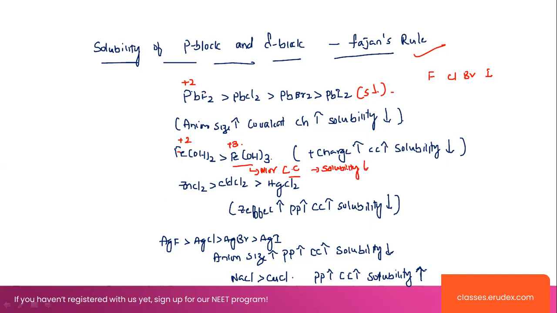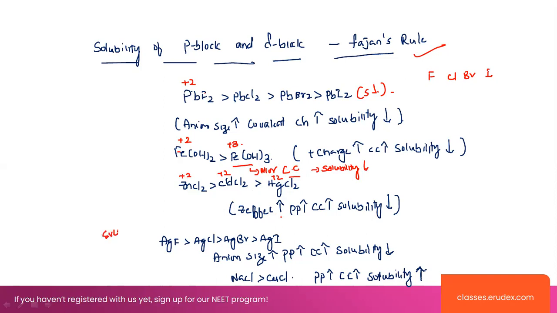Coming to ZnCl2, CdCl2, HgCl2. In this case, Z effective increases. Whenever nuclear charge increases, polarizing power increases. That indicates covalent character increases and solubility will decrease. So this is the order: Zn plus 2, Cd plus 2, and Hg plus 2.